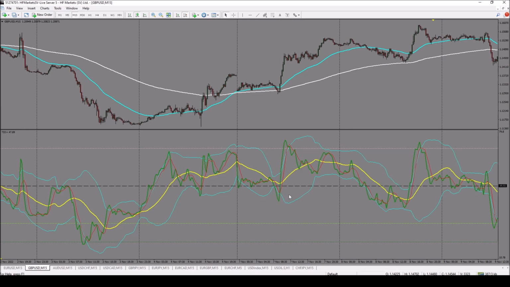It's actually called a signal line. When a crossover of green and red is done, it's time for us to make our entry, provided everything has been satisfied on the price chart.